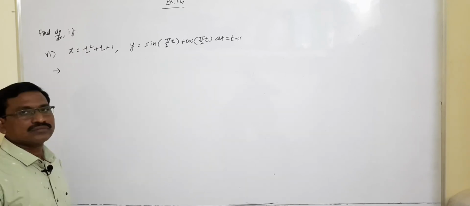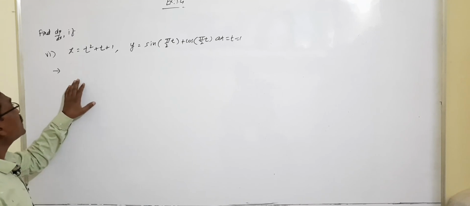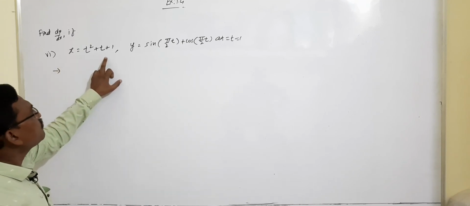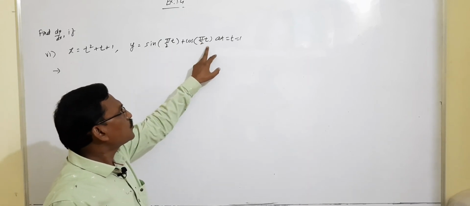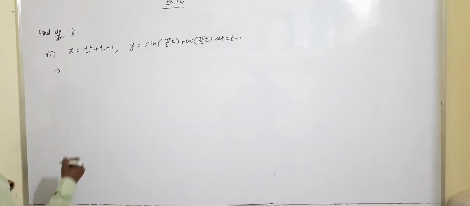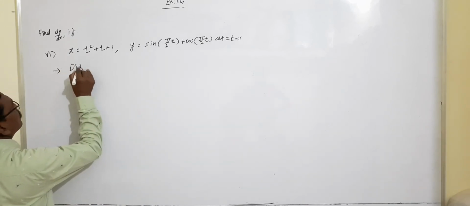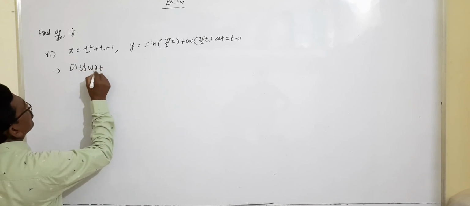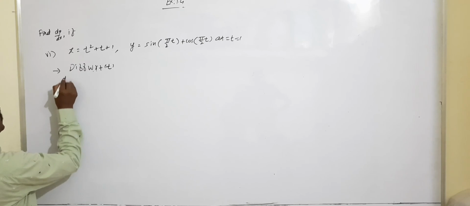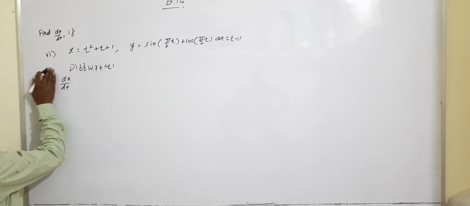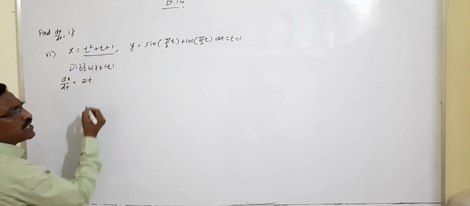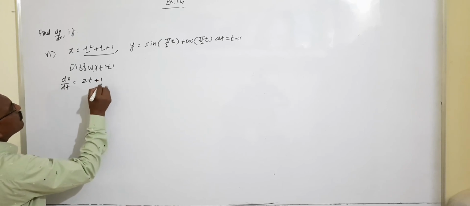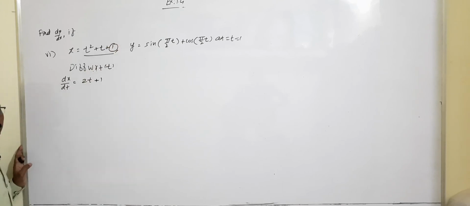Now we take the next one: x equal to t square plus t plus 1 and y equal to sine of pi by 2 into t plus cos of pi by 2 t, at t equal to 1. So differentiate first with respect to t. We get the derivative of x with respect to t, dx by dt, is equal to the derivative of t square, which is 2t, and the derivative of t with respect to t is 1, plus 1, and the constant 1, its derivative is 0.